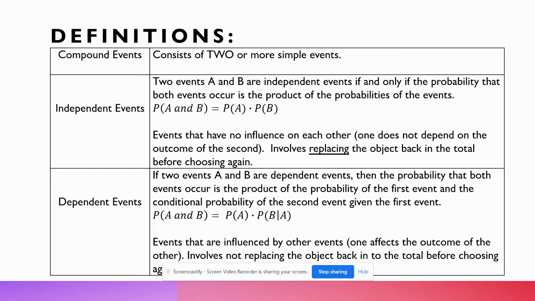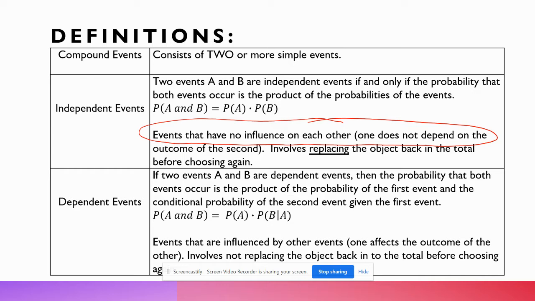Independent events basically means that they have no influence on each other. One does not depend on the outcome of a second. Like if I flip a coin, it doesn't change the fact that I can roll 6 possible numbers on my die. Or I have 3 choices in rock, paper, scissors, and that does not affect the fact that my spinner has 5 sections that it can possibly land on. So those are independent events.